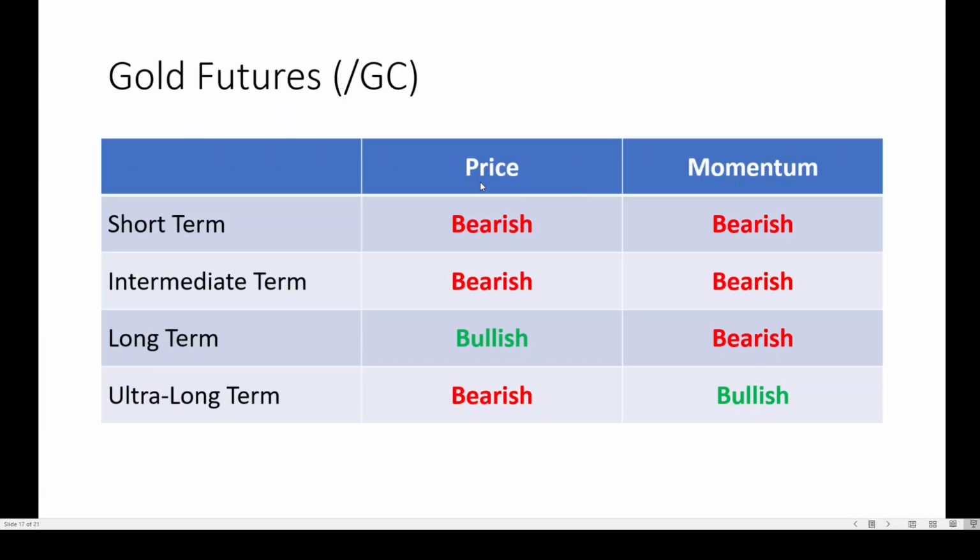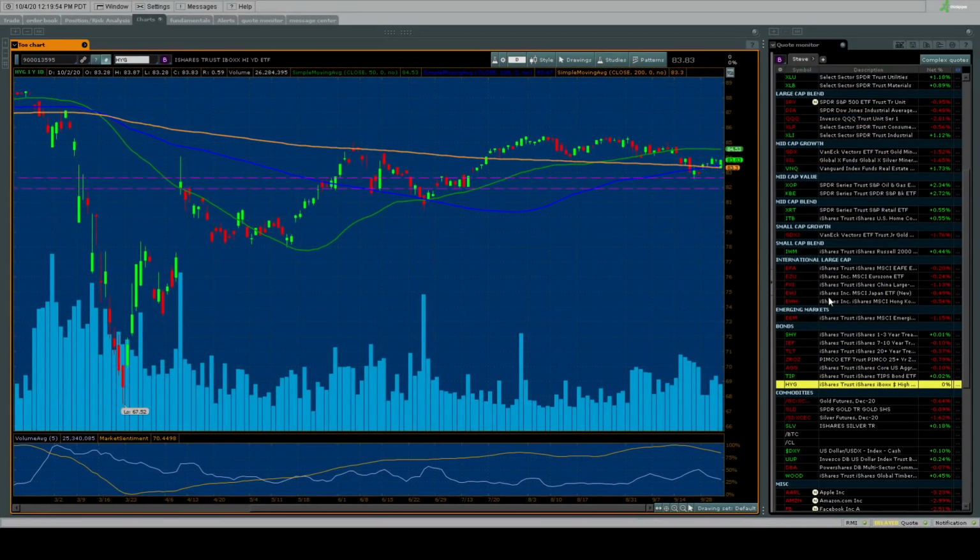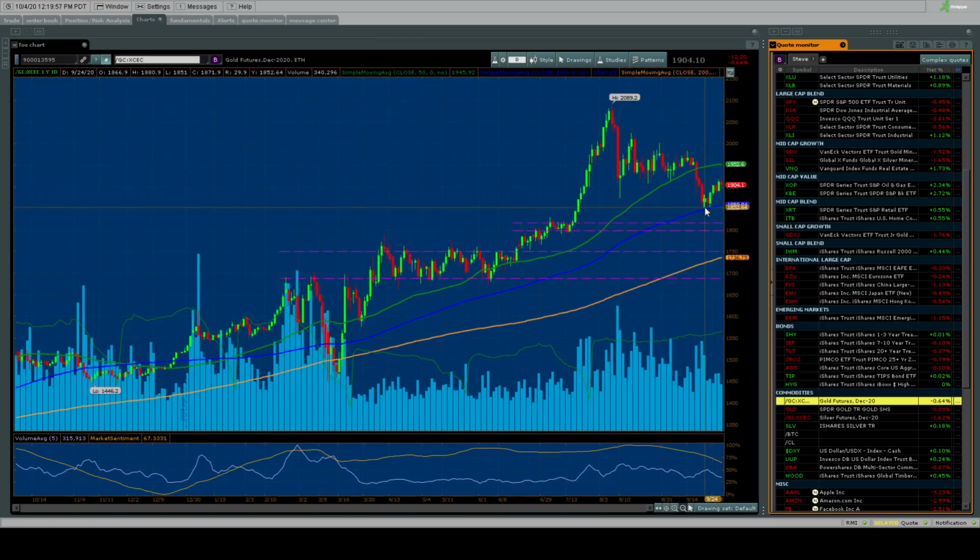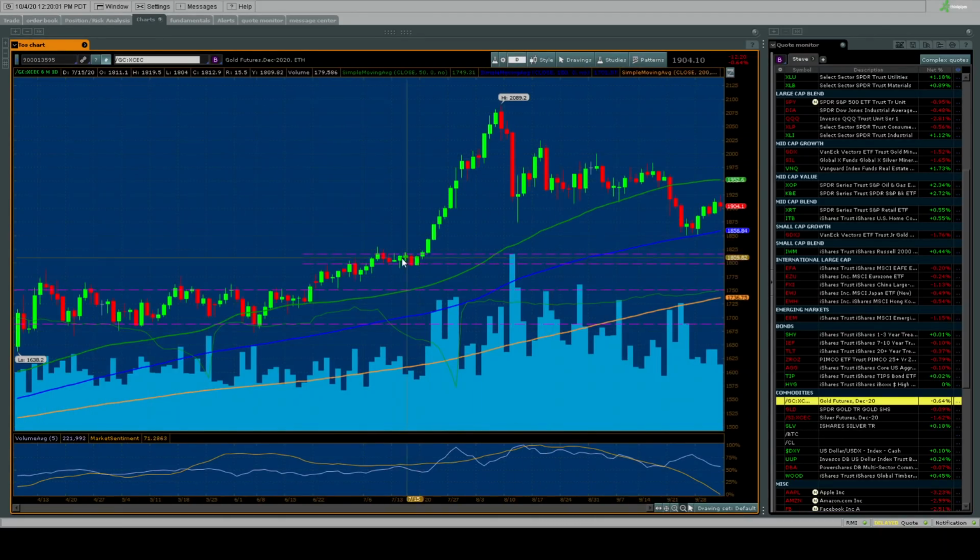Let's move on to gold futures. We've got short-term and intermediate term bearish, and then kind of split across the board on the long and ultra-long term. Again, looks kind of like some of our equity data. Let's go over to gold, and we can see buyers came in at the 100-day moving average. The big level of support, at least where I see that gold can come down to and still hold its bullish narrative, is 1800 to 1850 an ounce. So at some point I would suspect it'll come down there and retest that.